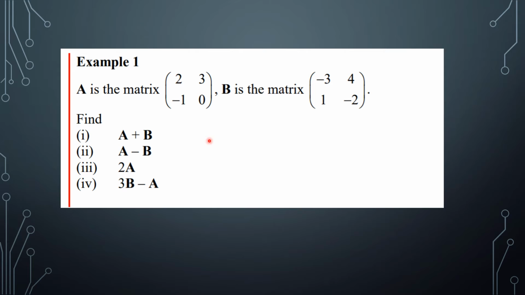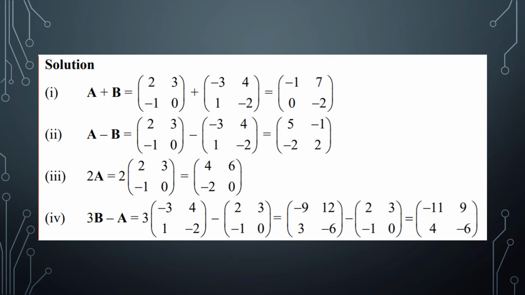And then 3B minus A, we just multiply 3 by the matrix B, so 3 times minus 3, 3 times 4, 3 times 1, 3 times minus 2. Then for minus A, we get the value of that and subtract A from this. So we've got this as the answer.